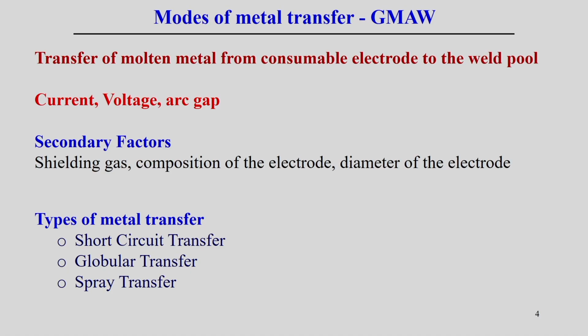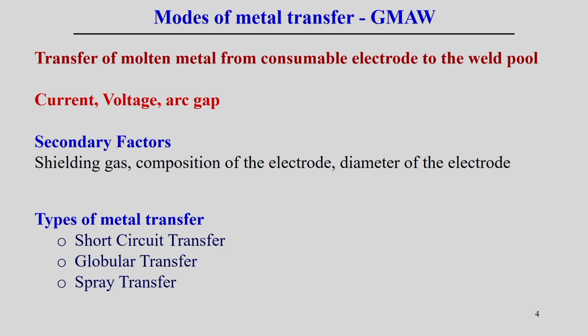So, these secondary factors have much influence on the metal transfer associated with the gas metal arc welding process. Normally, there are three types of metal transfer from the consumable electrode. One is the short circuit transfer. Short circuit metal transfer is one mode, then the other is the globular kind of transfer, and the third one is the spray kind of metal transfer.